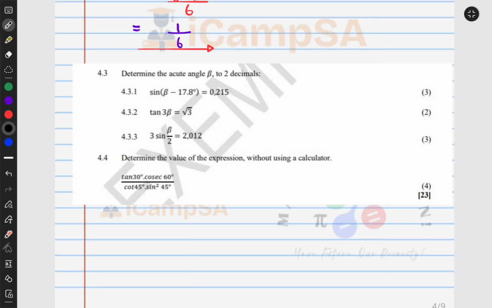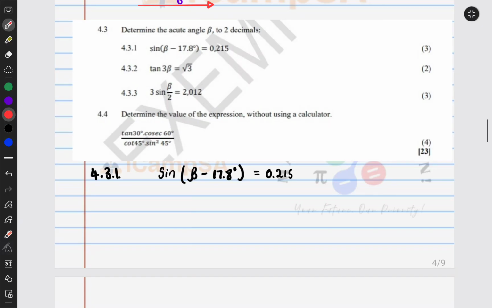For 4.3.1, we have sine of beta minus 17.8 degrees is equal to 0.215. Let's solve for this. First thing first, remember when we are dealing with these equations, what is within the brackets here, we treat as just one angle. So when we transpose, you're not going to take that 17.8 to the other side without taking the sine first. So first, we take sine to the other side.